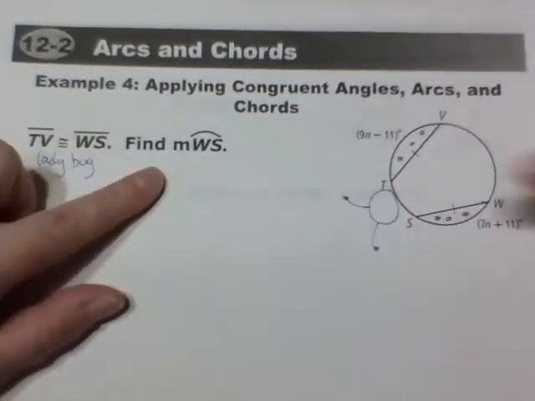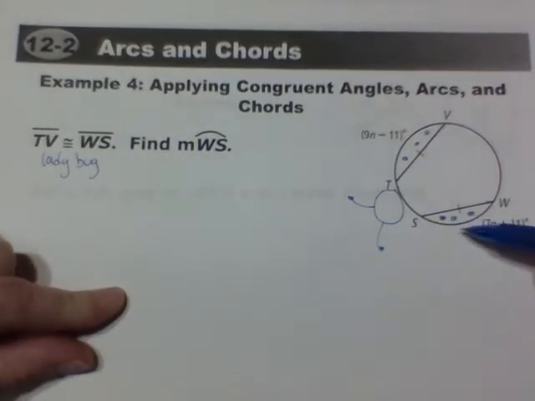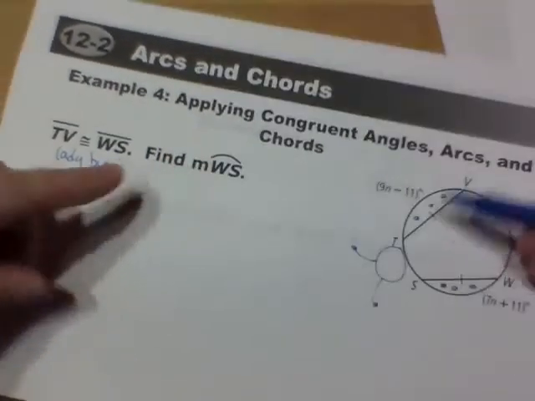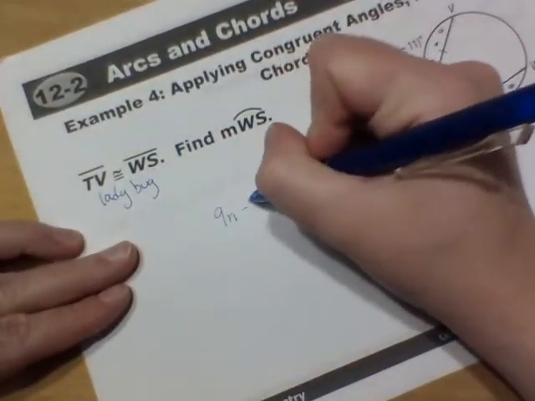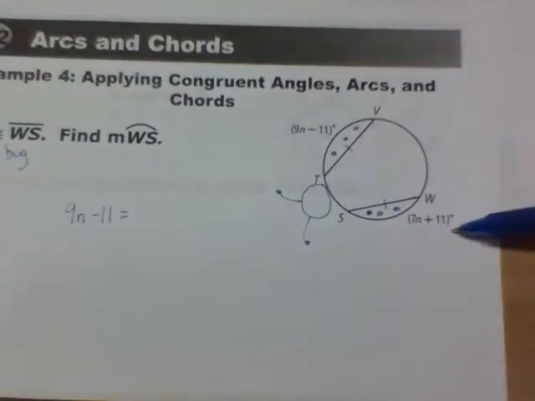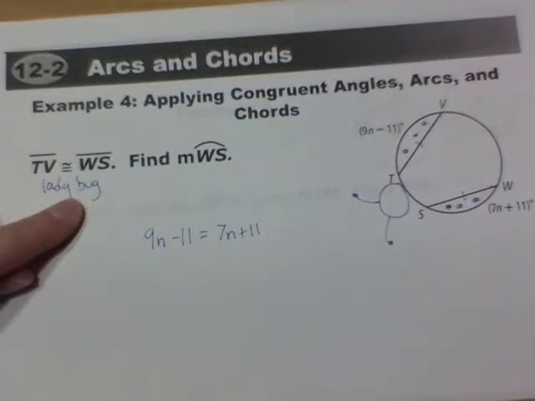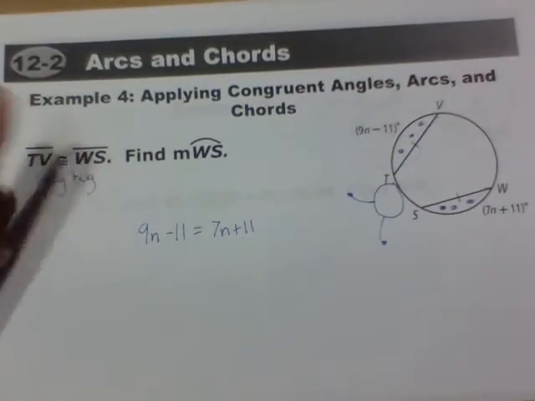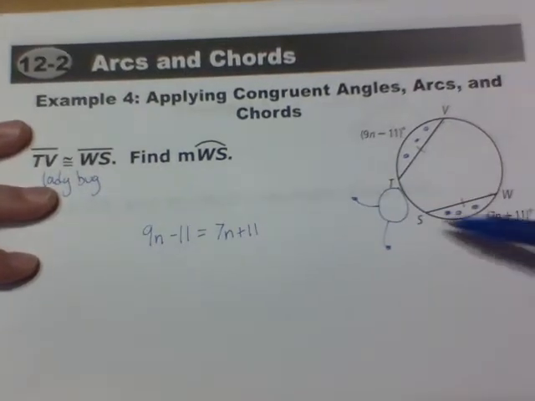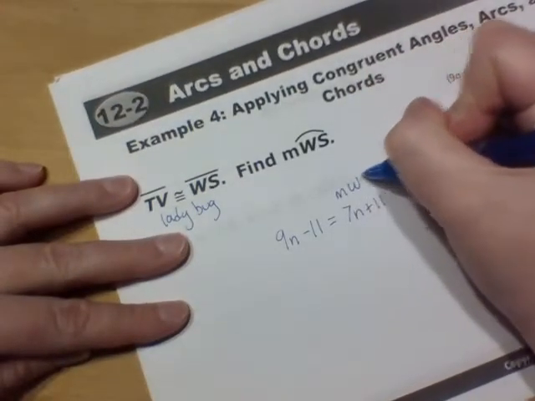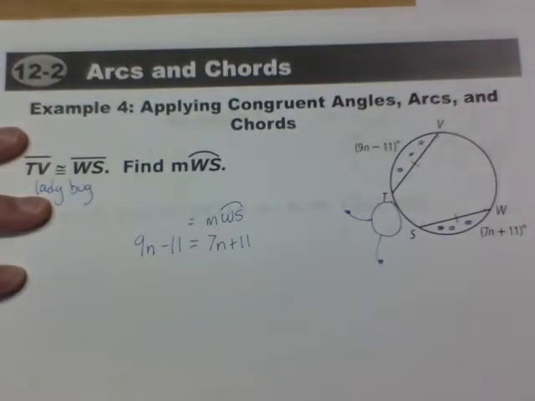Okay. Then if we need to find WS, so once we find out what N is, we'd plug it in and find this measurement of WS, notice arc WS. So officially we're going to take 9N minus 11 and set it equal to 7N plus 11. Because if these two chords are congruent, then we are going to have these two arcs congruent. So the measure of arc WS is going to match the measure of TV.